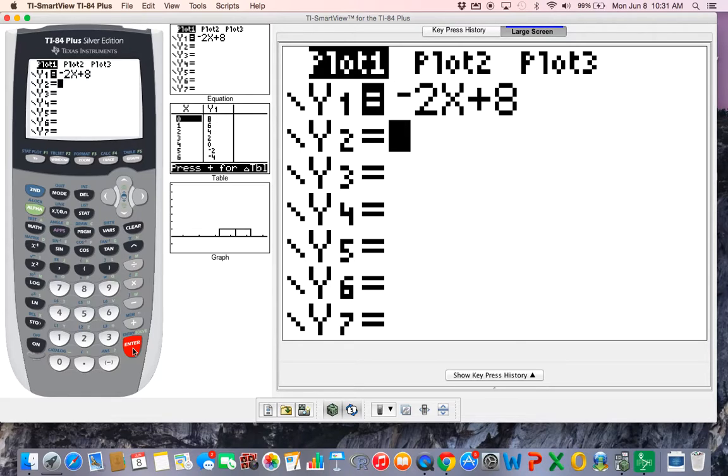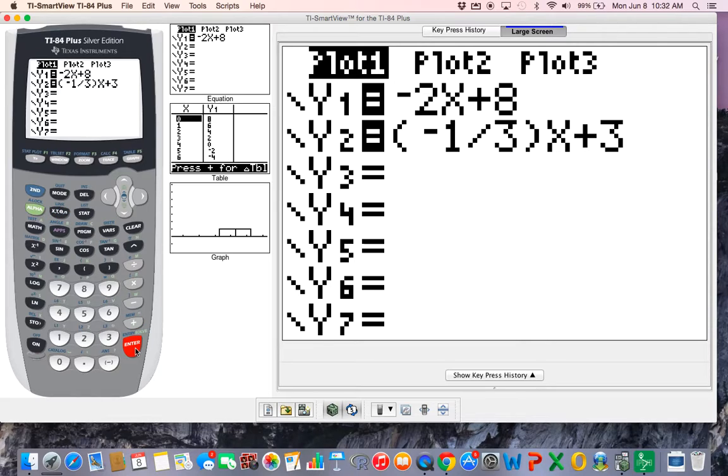Now guys, I'm going to tell you, when we're plotting graphs with fractions, go ahead today and get in a habit of putting your fraction in parentheses. So I have negative 1 divided by 3 times x plus 3.